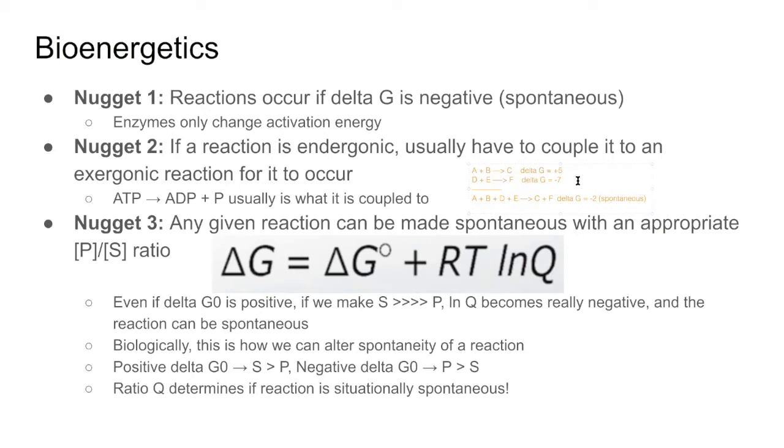And usually this D plus E equals F that we use to couple a non-spontaneous reaction is ATP decomposed into ADP and P. Just something to keep in mind.